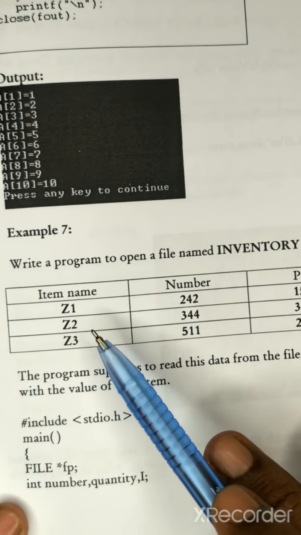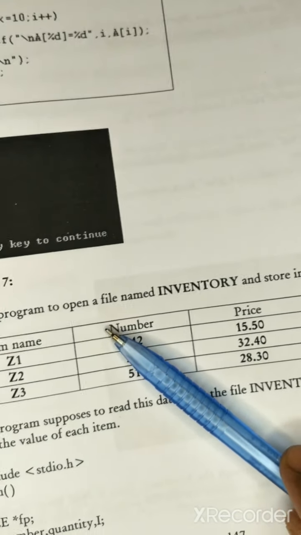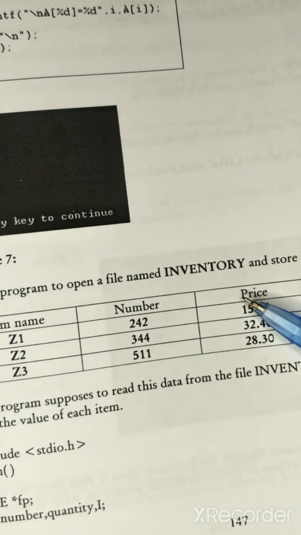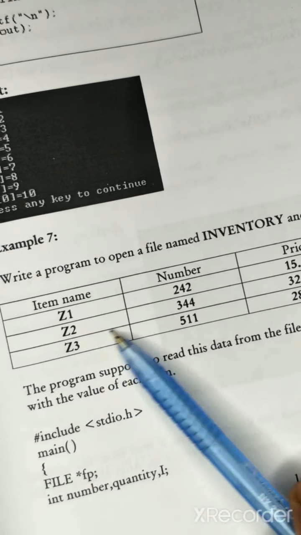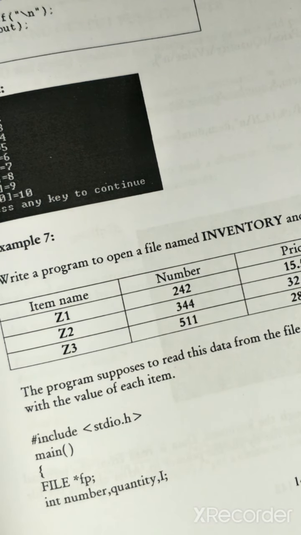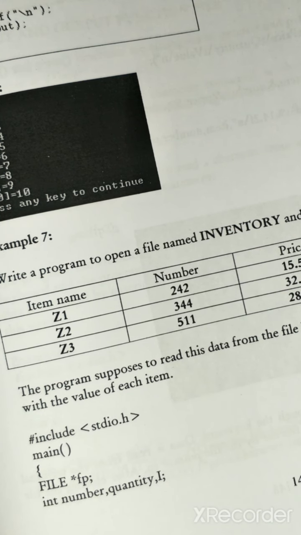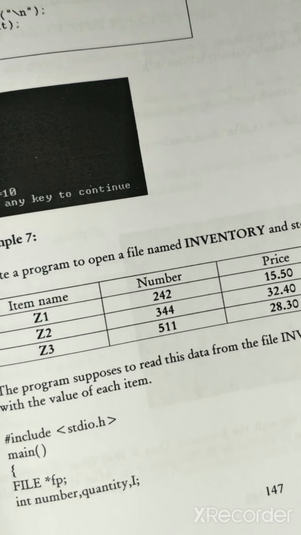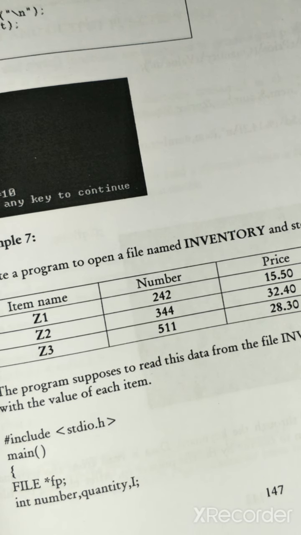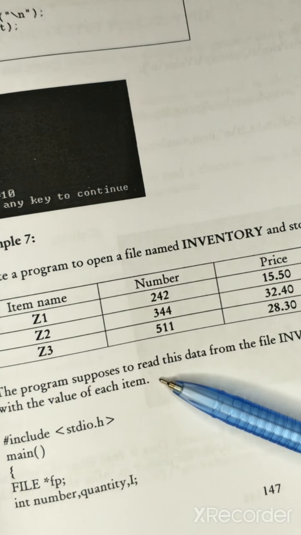If we look at this example, the next example is we want to write a program to open a file named inventory and store the following data. So this is the data that we need to store. The program is supposed to read this data from the file inventory, which means we have the file inventory with that data, and display the table with the value of each item.